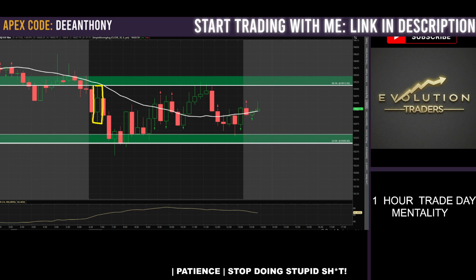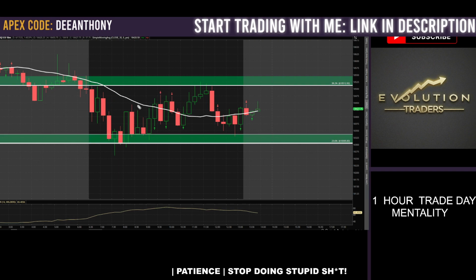Okay, but what I want you to focus on is that if the pressure off the open was down, then we know that if we do not reclaim that opening 15-minute range high, more than likely any backtest is nothing more than noise. Okay, so what does that mean for you?